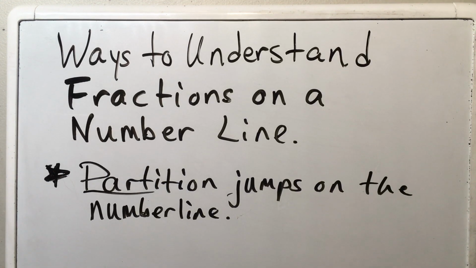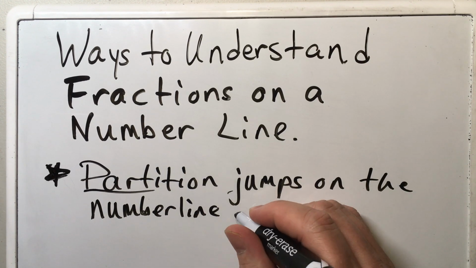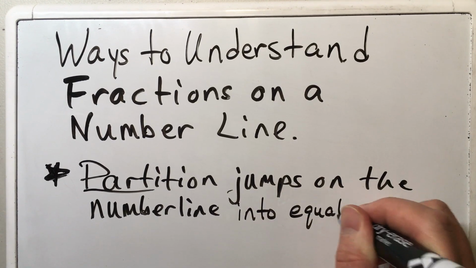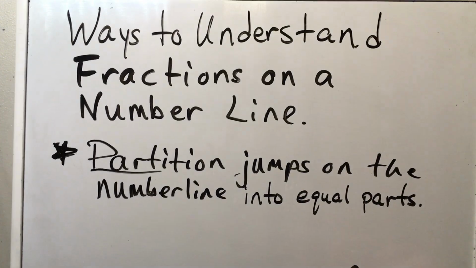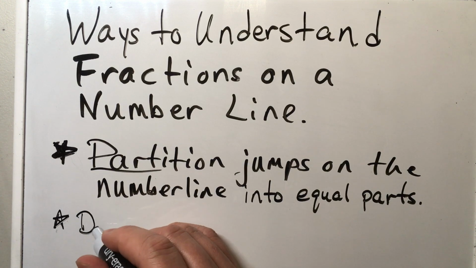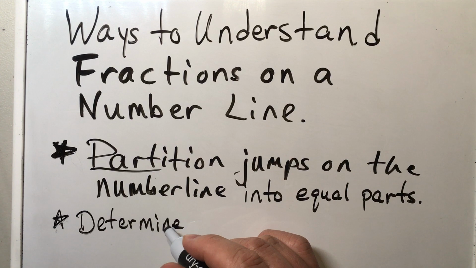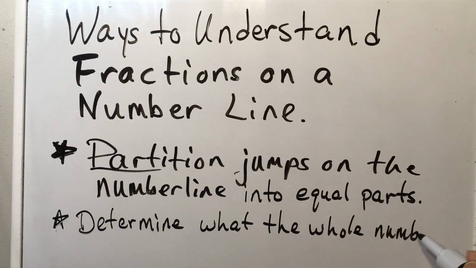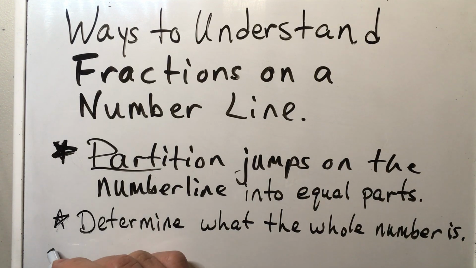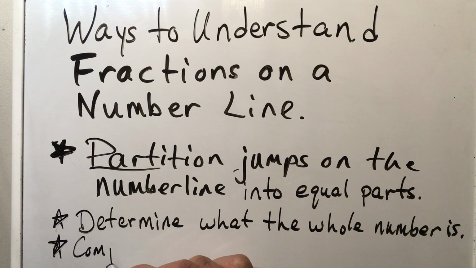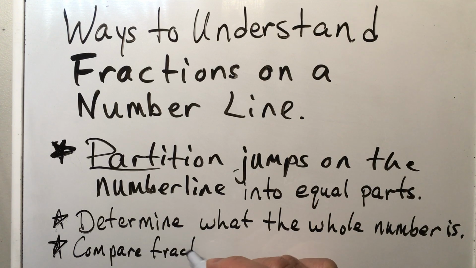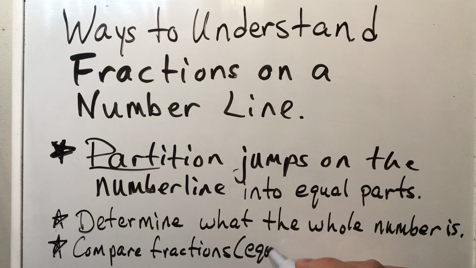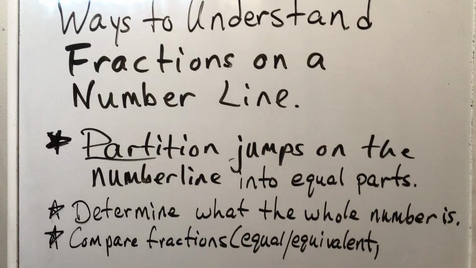But remember, this is ways to understand fractions on a number line. Partition or break the jumps on the number line into equal parts. Very, very critical to determine what the whole number is. Other things you can do with this strategy is to compare fractions to see if they are equal to or equivalent, otherwise known as equivalent. To see if they are less than or greater than.